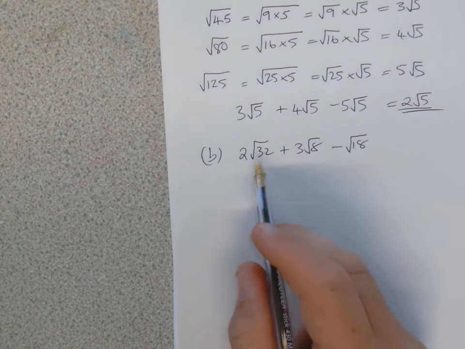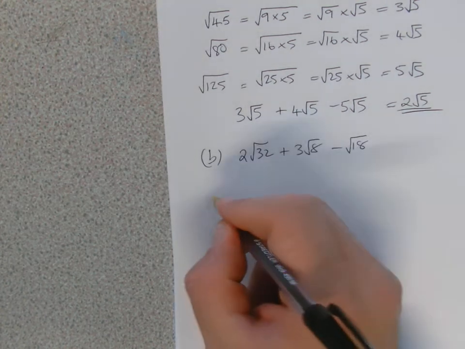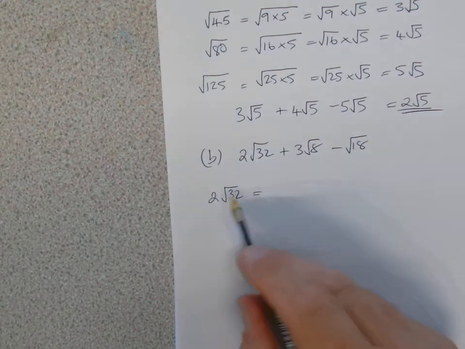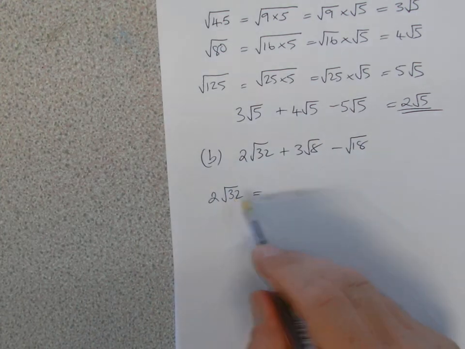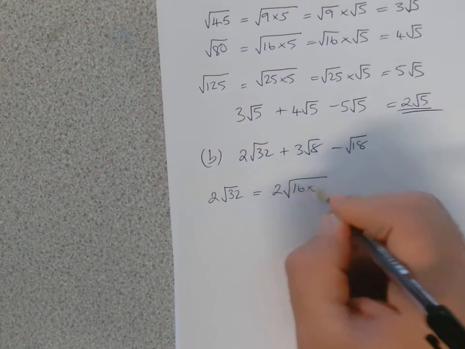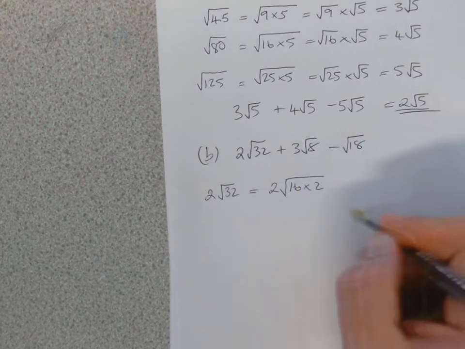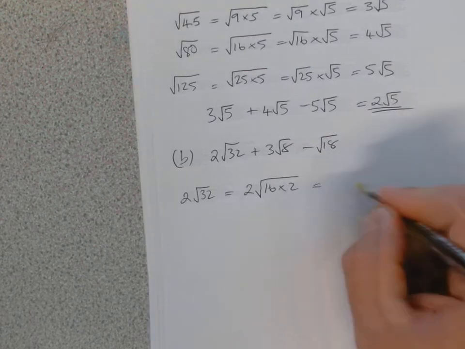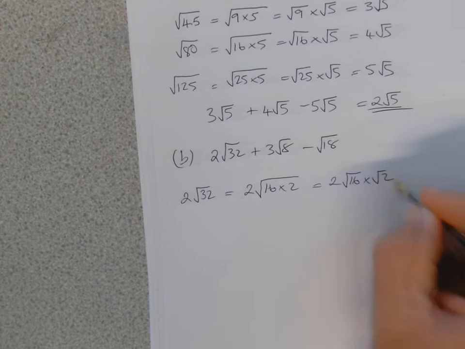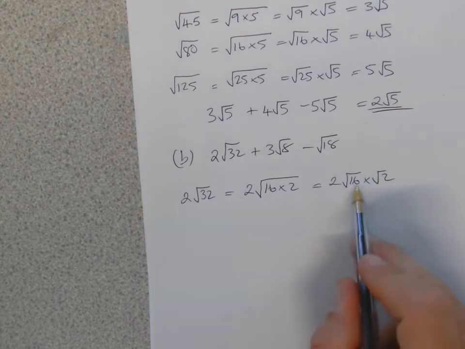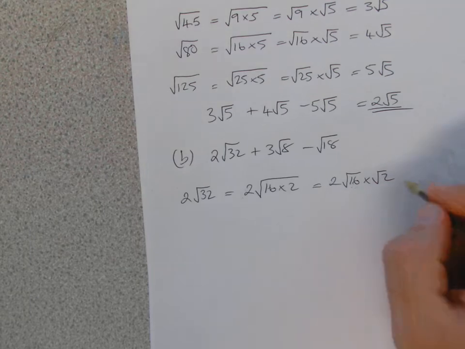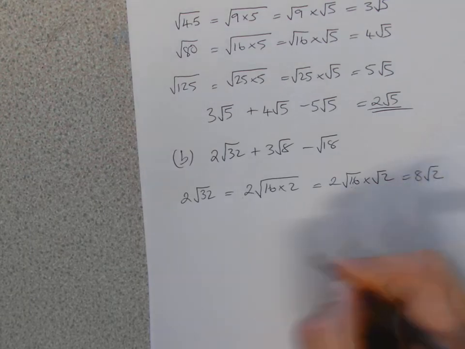Okay, so again, if we start with this one, 2 root 32. Thinking of two numbers that multiply to give 32, of course 16 times 2 would work, wouldn't it, where 16 is a square. Okay, so then split that up. You'd get 2 root 16 times root 2. Now we know root 16 is just 4, so 2 times 4 is 8, so we get 8 root 2.